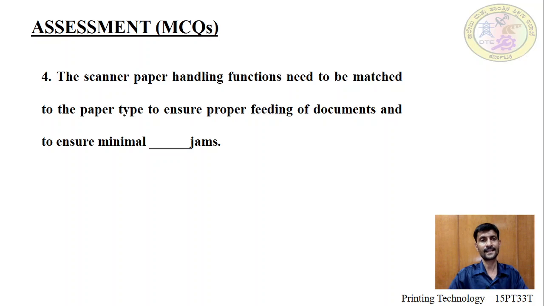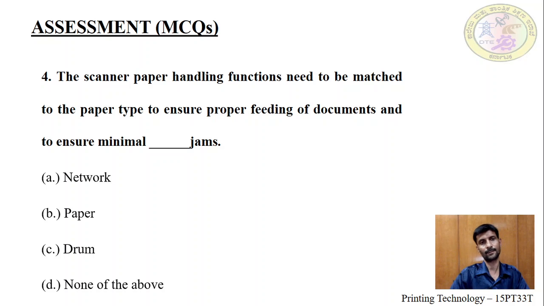Next. The scanner paper handling functions need to be matched to the paper type to ensure proper feeding of documents and minimal jamming. You can see how many papers are considered and which type of documents have to be used in the scanner. The options are network, paper, drum and none of the above. Normally the paper gets stuck due to this problem.